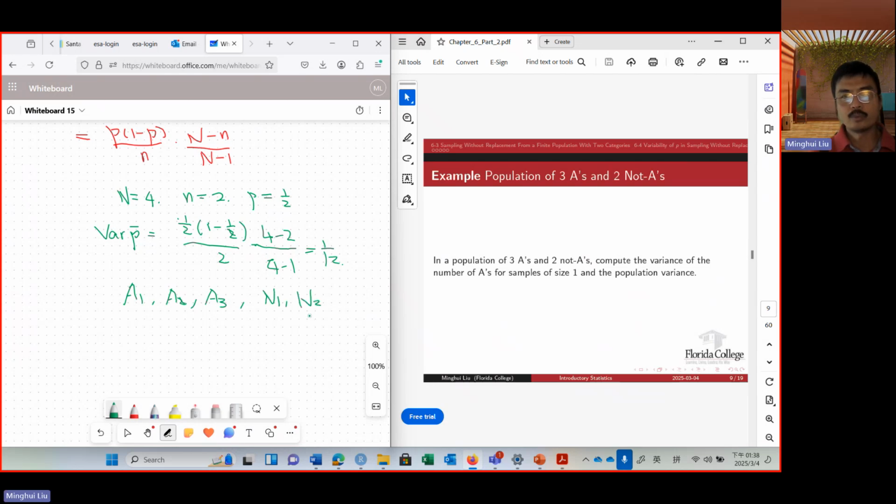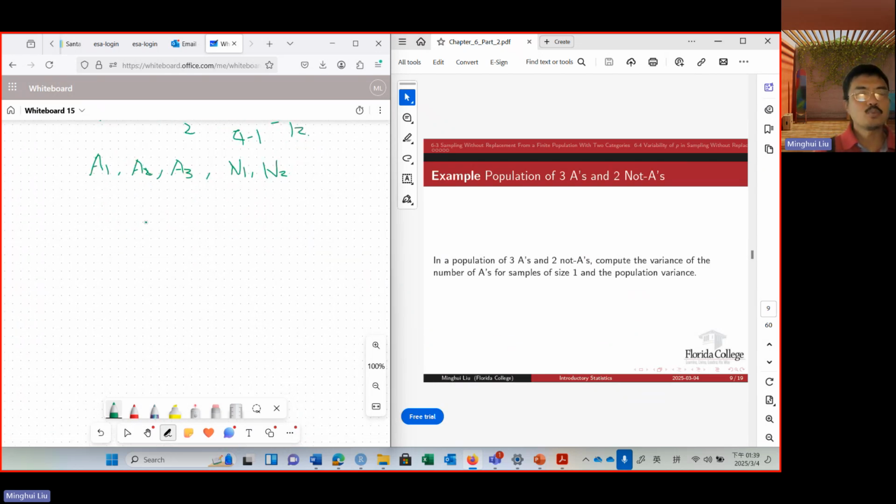So here, what we want to do is calculate the variance of the number of A's of samples of size 1, and the population variance. So here, we're doing basically 2 things. The first thing is we're doing the variance of the number of A's for samples of size 1. And then the second thing is we're also doing the population variance. So let's discuss this in detail. So the first calculation is, what is the variance of the number of A's of sample size 1?